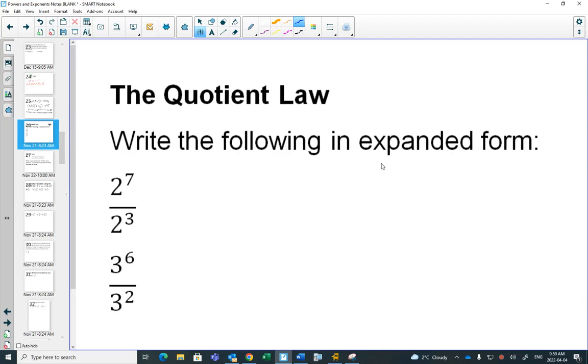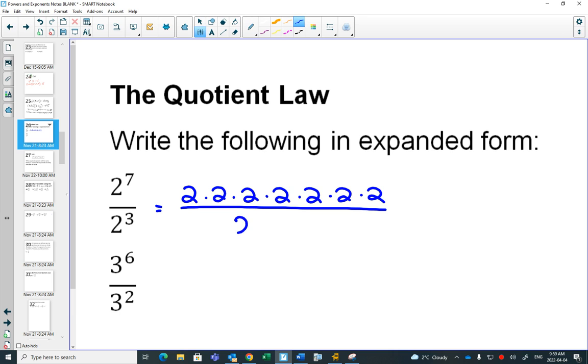So quotient law is based on the following. If we wrote something in expanded form, on the top I would have 7 2's. On the bottom, I would have 3 2's.